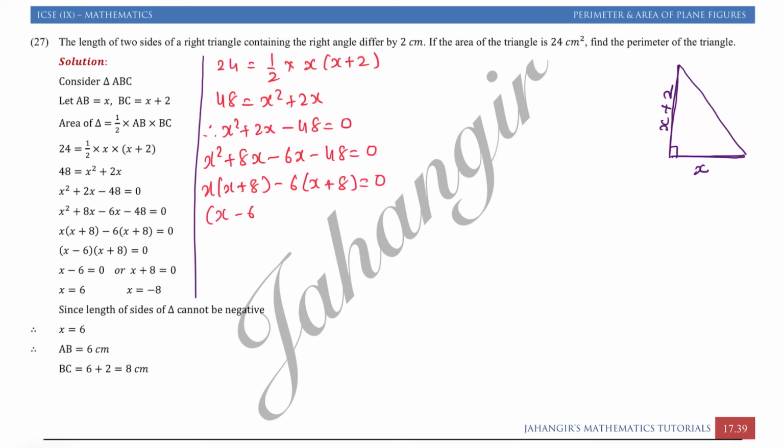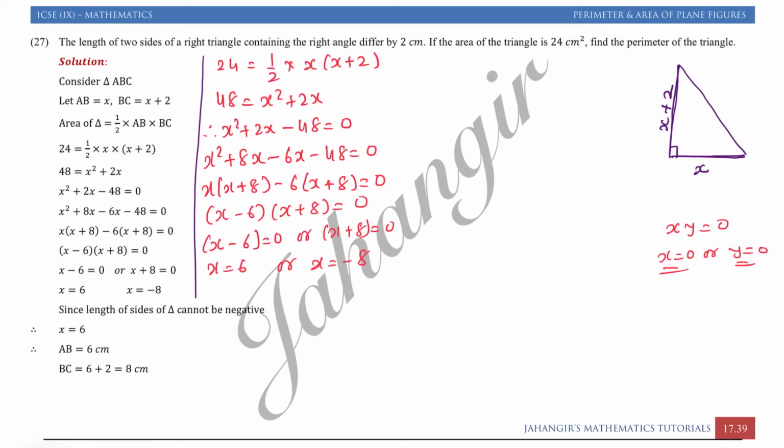So (x minus 6)(x plus 8) is equal to 0. Now the product of two terms is 0. See, I will just show you, if xy is equal to 0, we can say either x can be 0 or y can be 0. Any one of them is 0. So we have to mention that x minus 6 equal to 0 or x plus 8 is equal to 0. So x is equal to 6 or x is equal to minus 8. Since x cannot be negative, since length of the sides of a triangle cannot be negative, we will consider x is equal to 6.